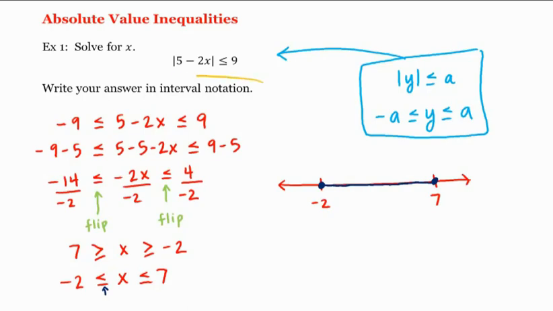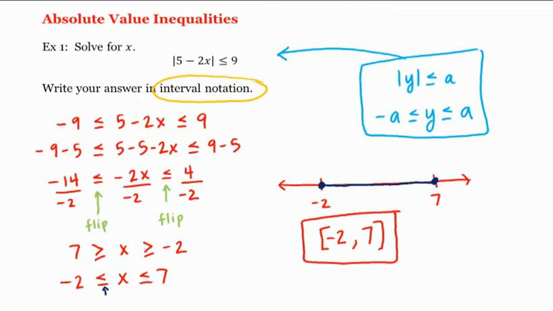And we're asked to put our answer in interval notation. Therefore, our answer would be close bracket, because we want to include -2, up to 7. Again, close bracket, because we want to include 7. All right, let's look at another example.